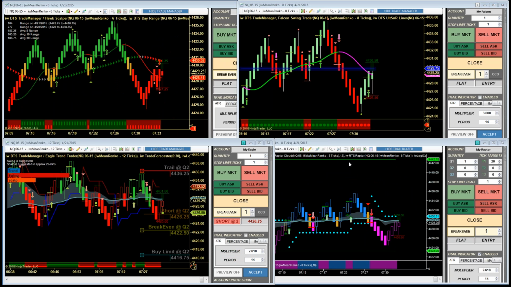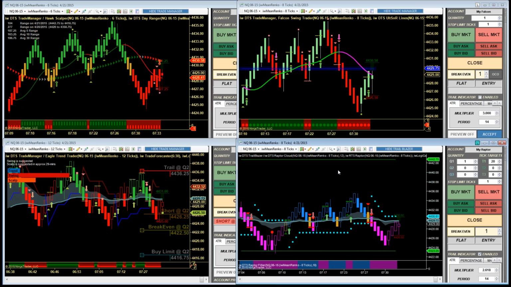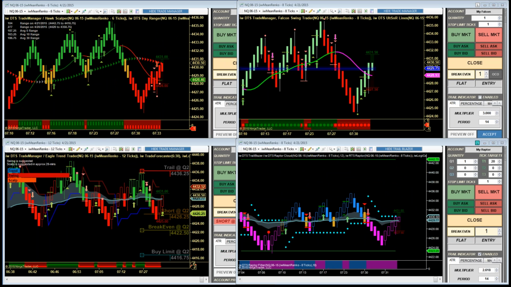Of course, if you always want to stay with your highest probability objectives, then if you're trading crude oil on your Falcon for a $100 target, you're almost guaranteed you're going to see that $100 target every single time.